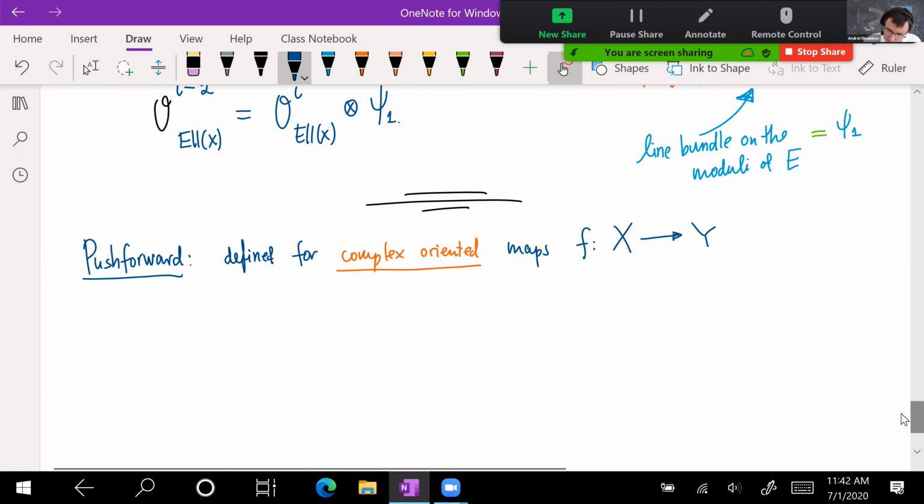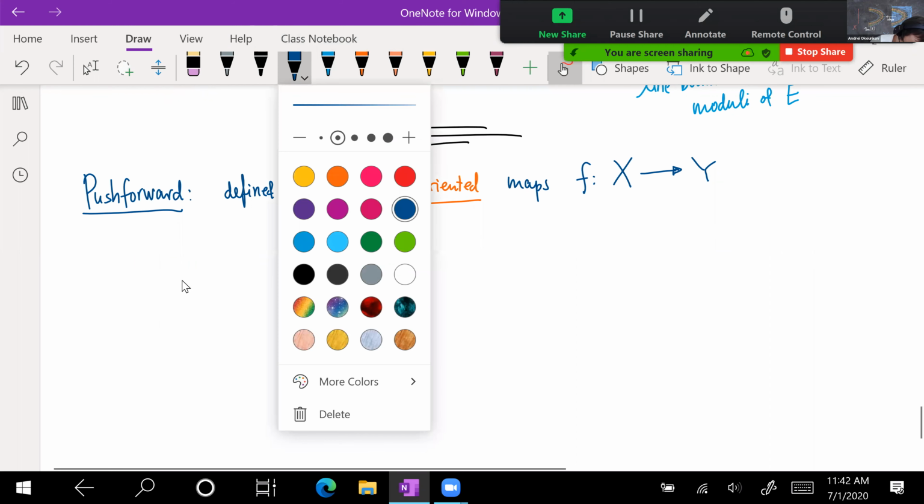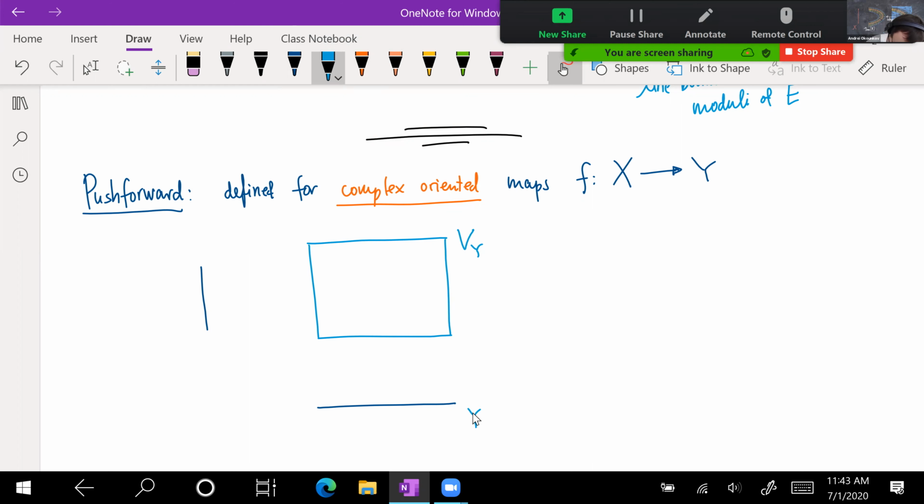So the map is called complex oriented if I can factor it. So I have my space X, and I have my space Y, and then I have the total space of a complex vector bundle over Y. So this is V over Y, and this map P is a complex vector bundle.